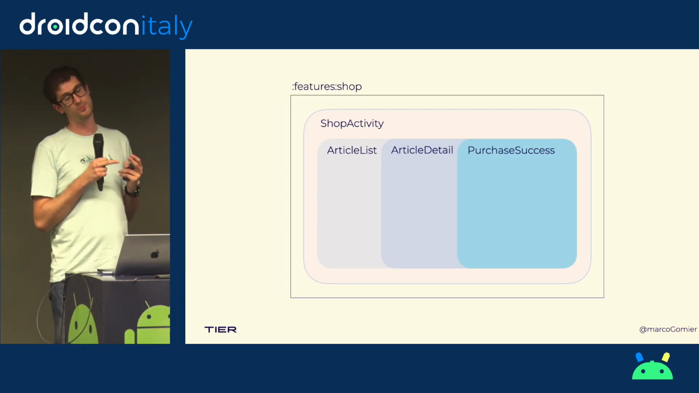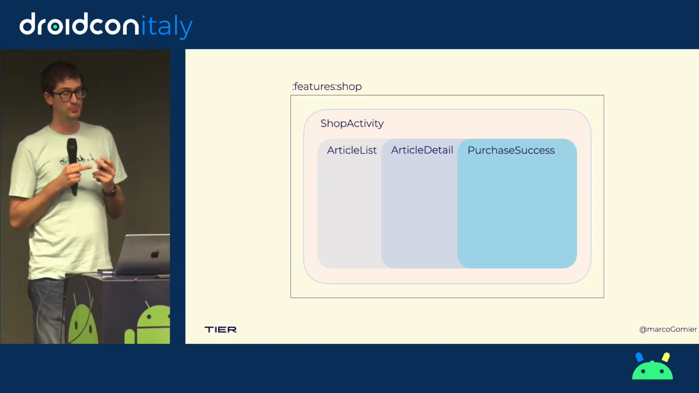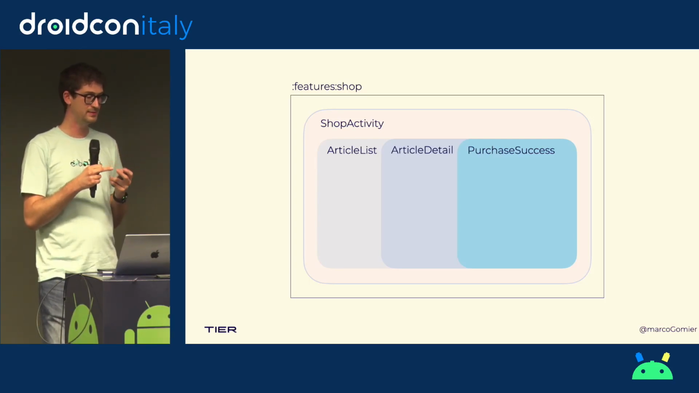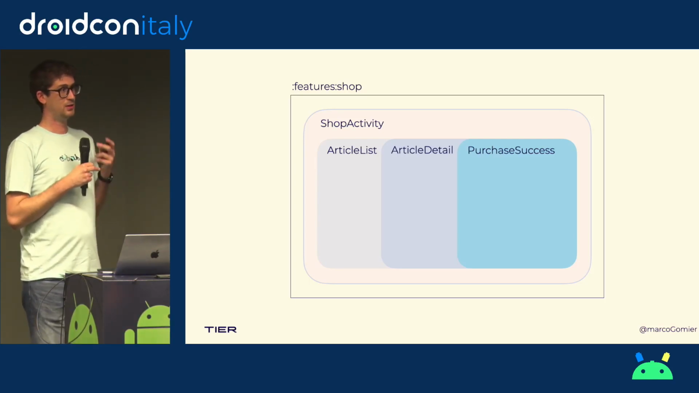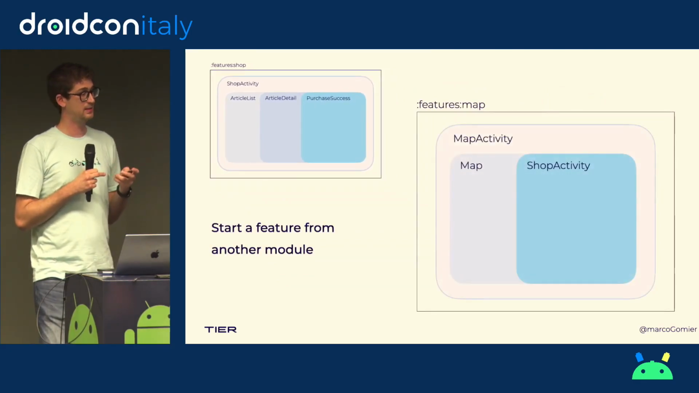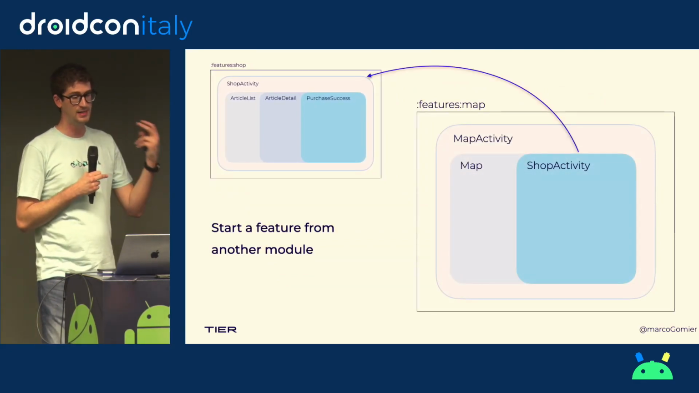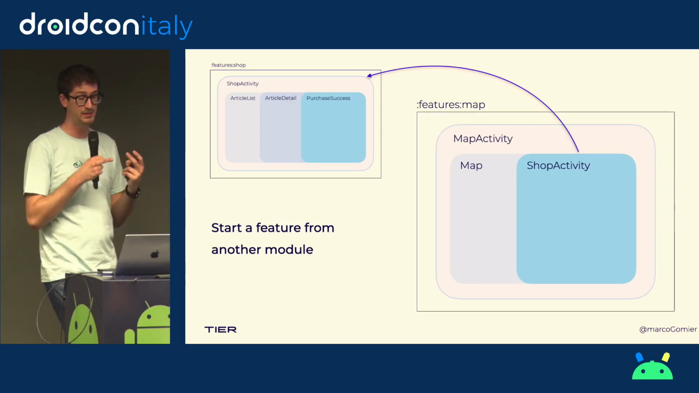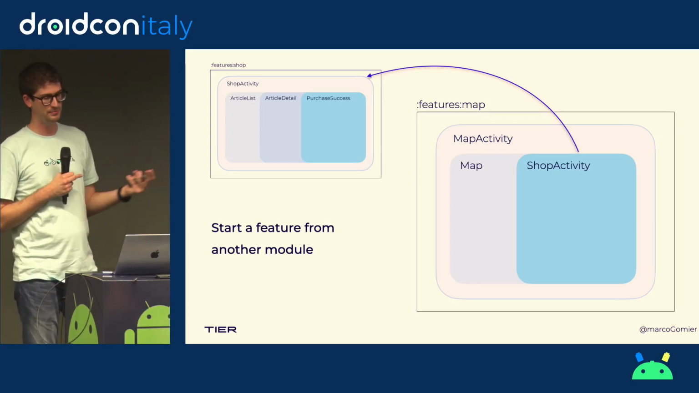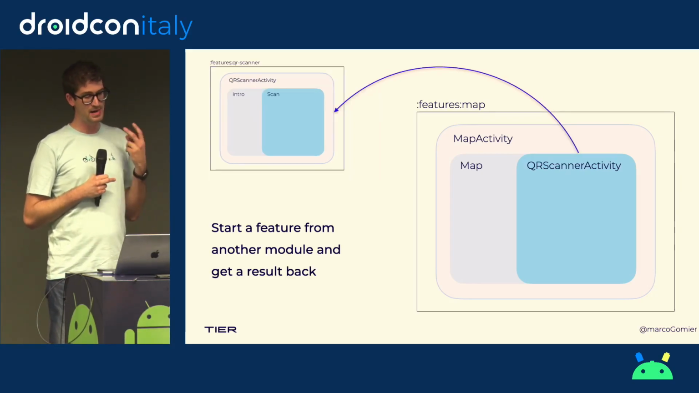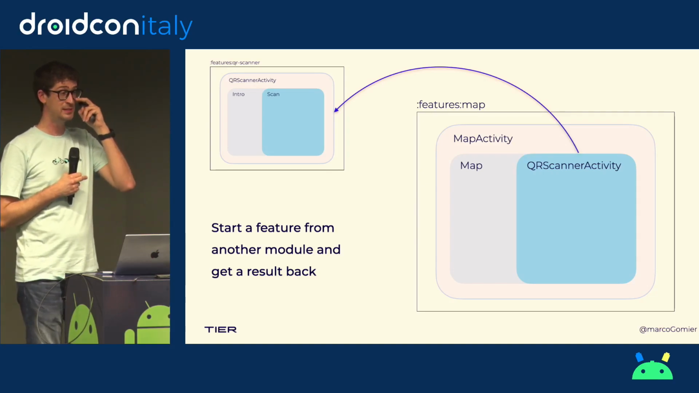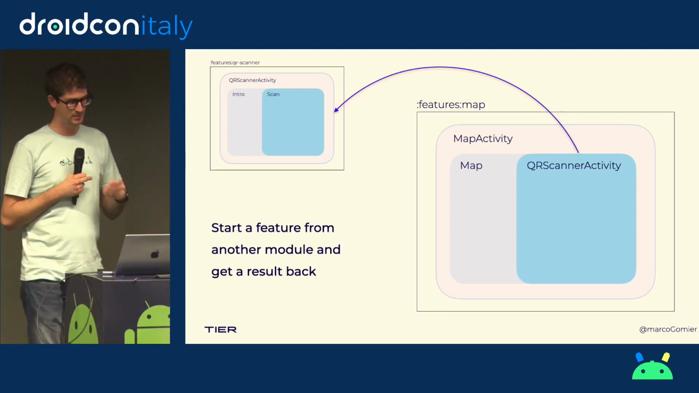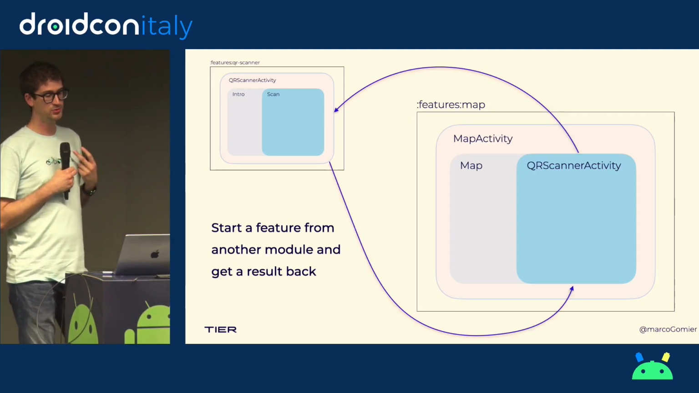So when we're going to have a new feature module for the shop, we want to keep that shop activity with all this stuff. So what we want at the end is the capability of just starting a feature from another module. So for example, inside the map activity, we just want to start the shop activity. And another use case that we have is that we still want to start something from outside, but we also want a result back from that.